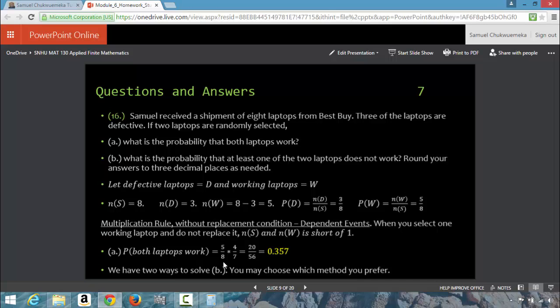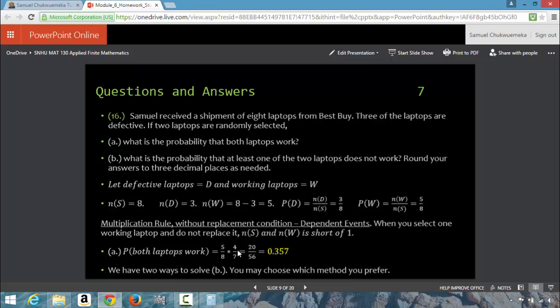Two events are said to be dependent if the probability of one event occurring is affected by the probability of the occurrence of the previous event. So when you have selected one laptop that works, the probability is 5 out of 8. Then you didn't replace it. You kept it. So you're short of 1. NS is short of 1, and NW, the number of working ones, is short of 1. So these are working laptops. You didn't replace it, so it becomes 7. You didn't replace this one, of course, that's 4.